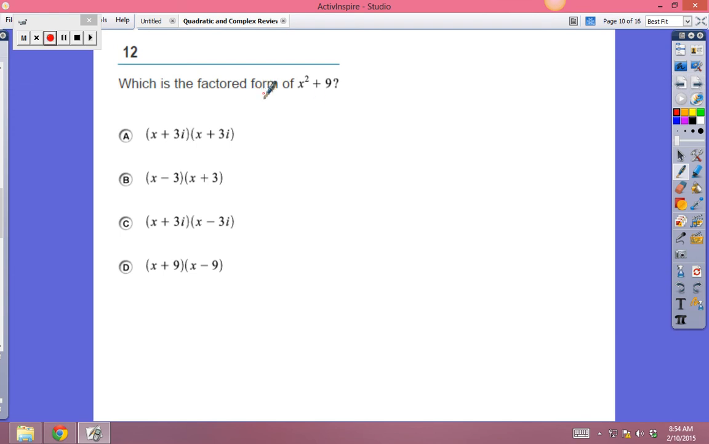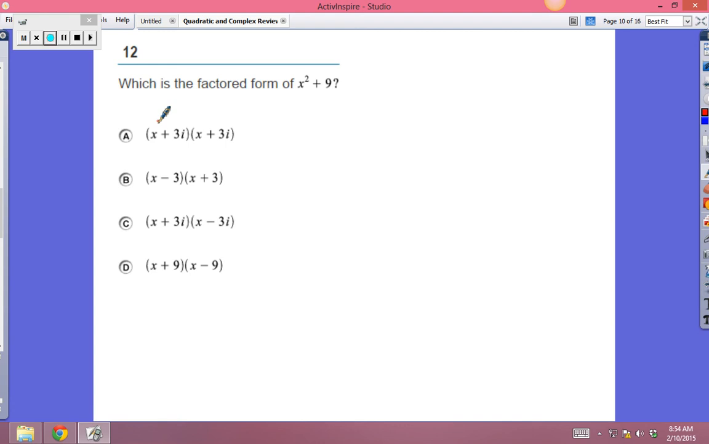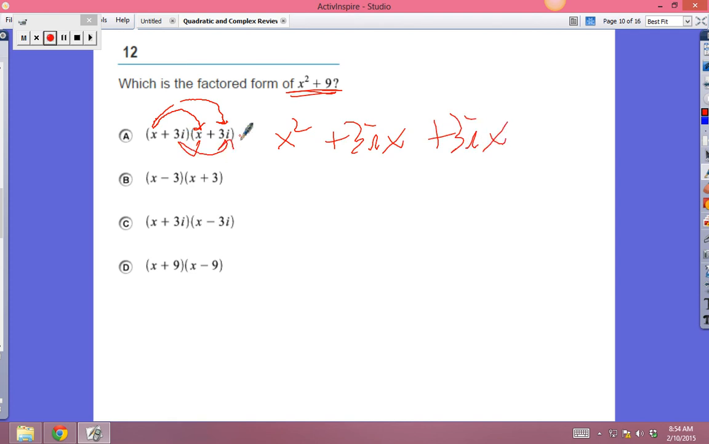Okay, what's going to be the factored form of x squared plus 9? So you kind of go through these, distribute them, and see which one gives you this for an answer. So A, x times x is going to be x squared. x times 3i is going to be 3ix. 3i times x is going to be another 3ix. And then 3i times 3i is going to be... So it's not going to work, because these are going to add and give me 6 imaginary x. And that's not in there, so I'm going to get rid of A.